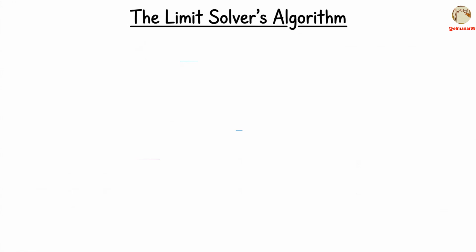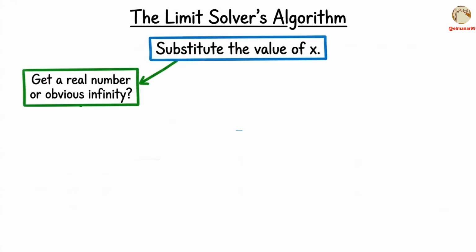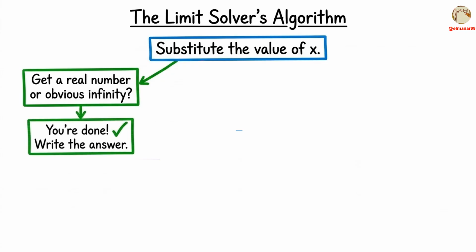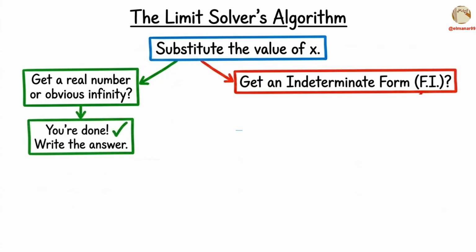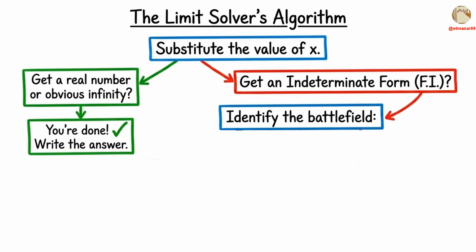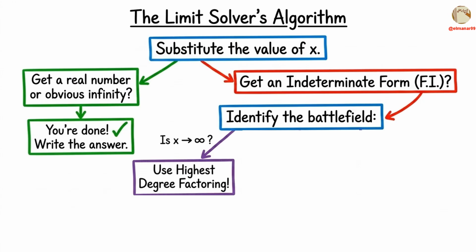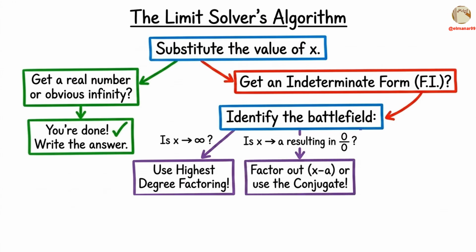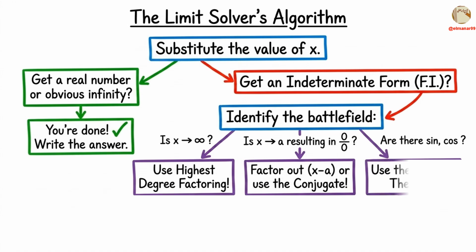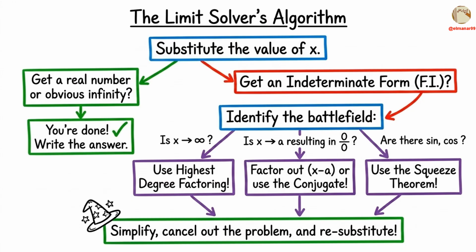Whenever you face a limit problem, follow this limit solver's algorithm like a map. Start by substituting the value. If you get a real number or an obvious infinity, you're done. Success! But if you get an indeterminate form, you must identify the battlefield. Is x going to infinity? Use the highest degree hack. Is x going to a number resulting in 0 over 0? Factor it out or use a conjugate. Are there trig functions like sine or cosine? Reach for the squeeze theorem. Simplify, cancel the problem, resubstitute, and you've got your answer.